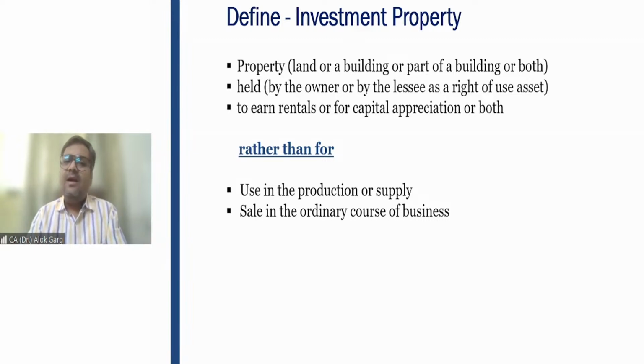So friends, the same asset can take so many colors, right? And how will you be aware, sir, whether it is an inventory, a PPE, an investment property, or a non-current asset held for sale? It depends upon the intent and it depends upon the use, right? So, like in this case, the intent is to sell in the ordinary course of business, right?